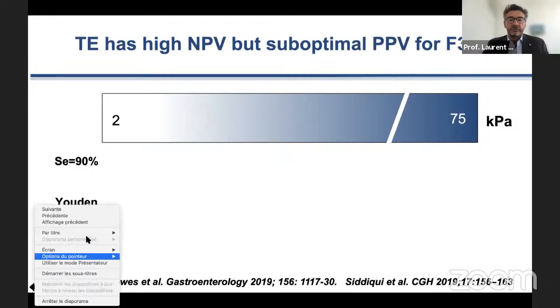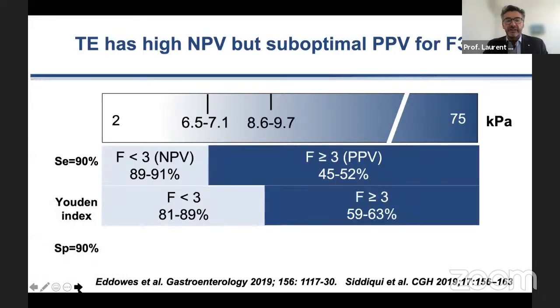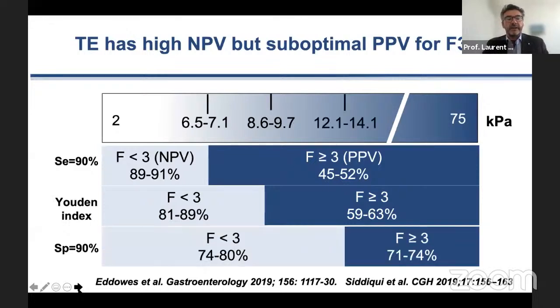Now, if you want to maximize sensitivity and specificity, the so-called Youden index, then the cutoff would be between 8.6 and 9.7. Negative predictive value is still acceptable, and positive predictive value is better, but far from perfect, less than 65%. Finally, if you want to maximize specificity, then you need to increase the cutoff, between 12 and 14. Negative predictive value, of course, is now much lower, and positive predictive value still reaches only around 70%.